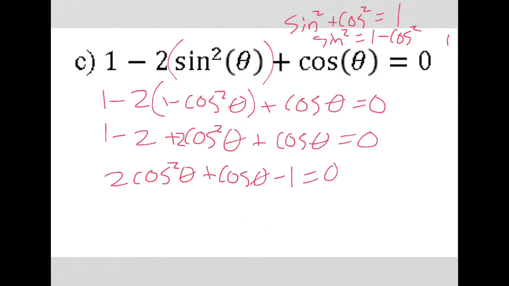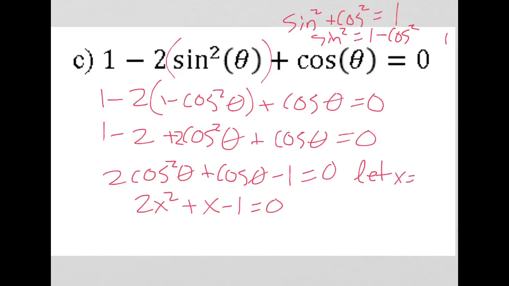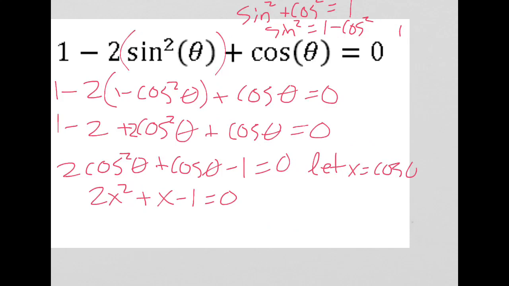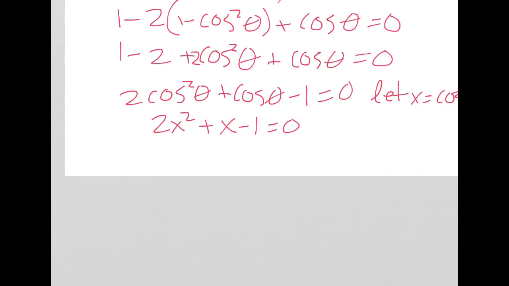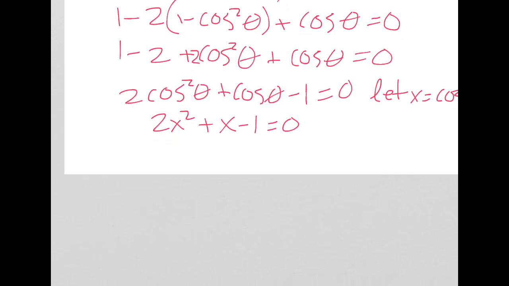So, hopefully you recognize that this looks a lot like a quadratic. Imagine that we had just the quadratic here, 2x squared plus x minus 1 equals 0. So really what we're saying is let x equal cosine of theta. We're making an algebraic substitution to make this math a little easier. Well, how do we factor this?